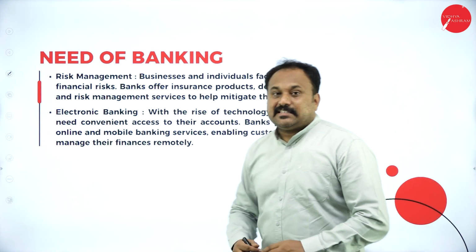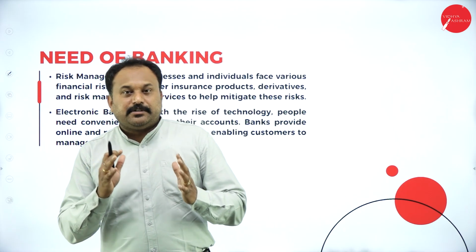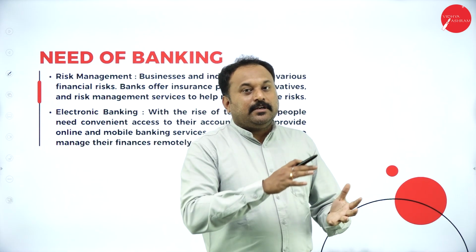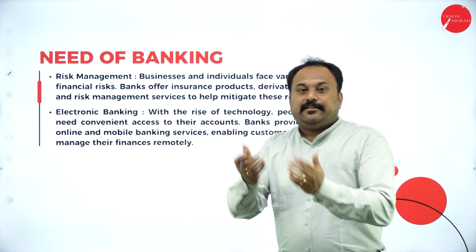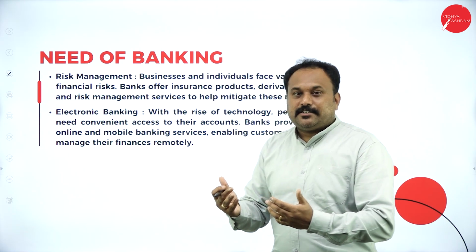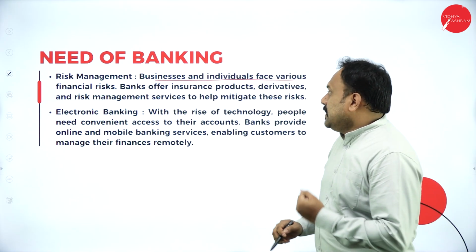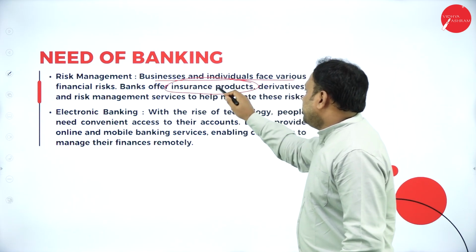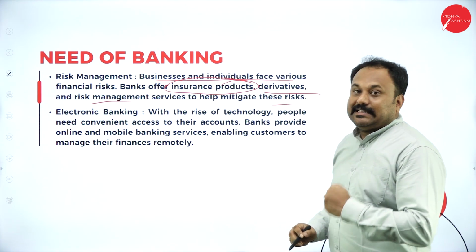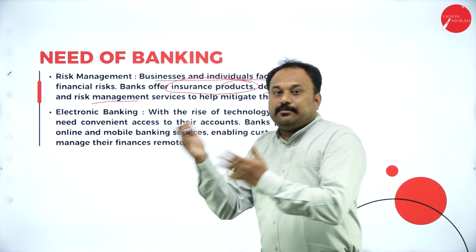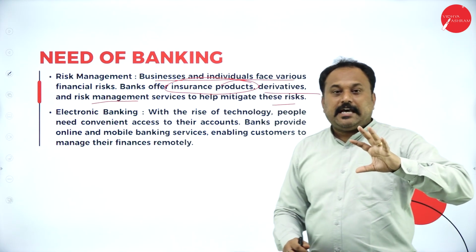So the next is risk management. See, I'm not taking all the risk, whether that person is going to pay me or not. So I'm sharing my risk with whom? With the bank. So the bank is going to take that risk on themselves and then the transaction is going to happen. So businesses and individuals face various financial risks. Banks offer insurance products, derivatives and risk management services to help mitigate these risks. So I'm actually giving my risk to whom? To the bank itself.